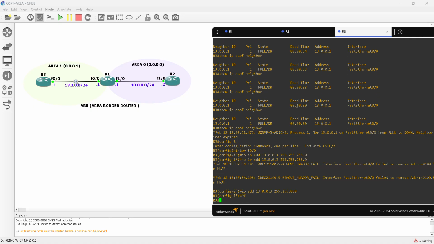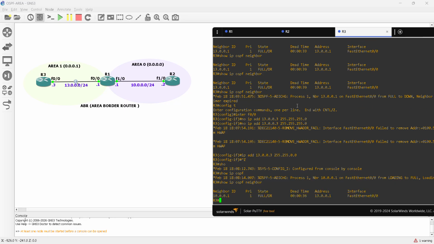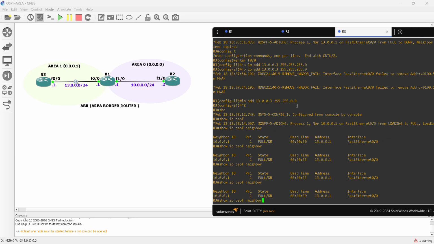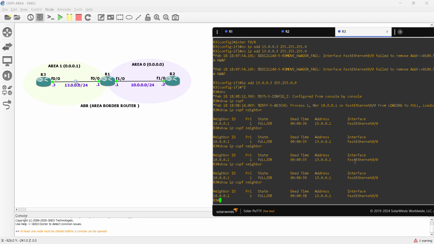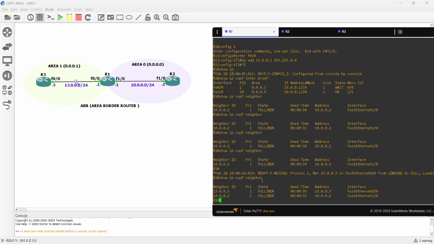Now if you look, show IP OSPF neighbor. Here we have R1 back, as you can see in the neighbor ID. Similarly, if you look at R1, show IP OSPF neighbor. Here you can see we have both of the neighbors now, because now both of the subnet masks are the same. So it follows the rule, and this is the reason it started forming the neighborship.